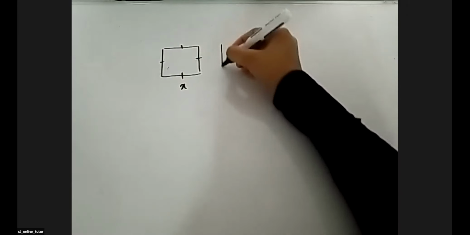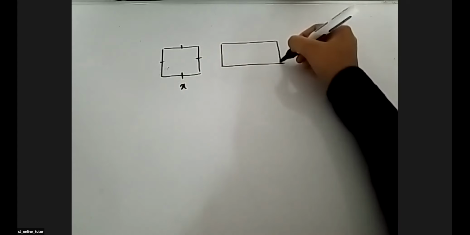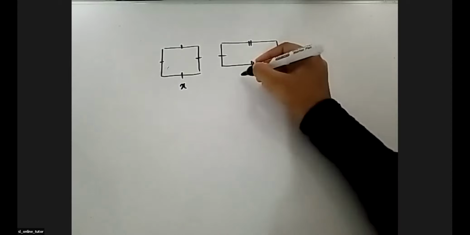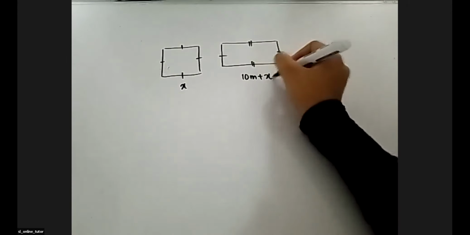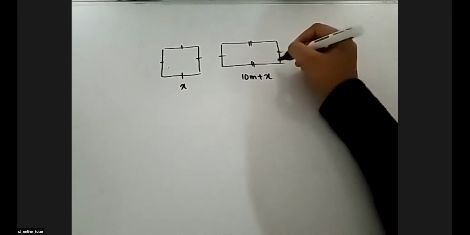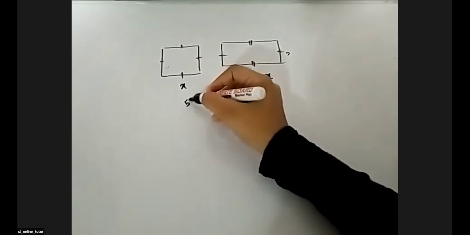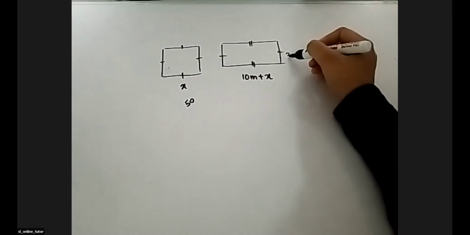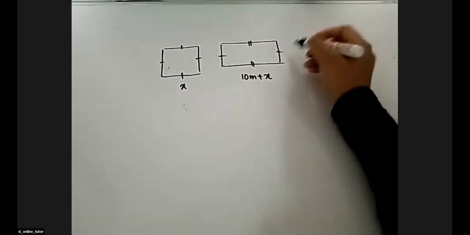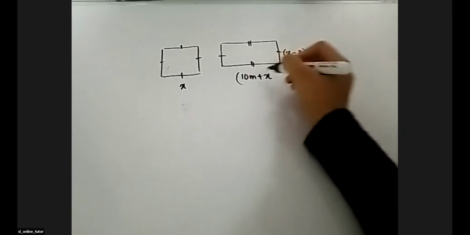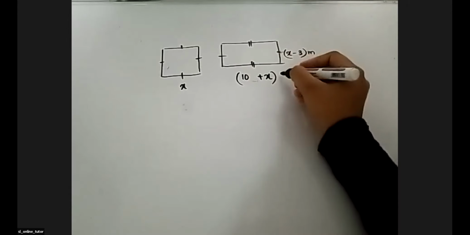there is a square. Square means all the sides are equal. So one side is x meters. And there is a rectangle. In a rectangle, the opposite sides are equal. They have said the length of the rectangle is 10 meters more than the square, and the breadth of the rectangle is 3 meters less than the first land. So if the first land is 50, 3 meters less than the first is 50 minus 3. So here we should write x minus 3 meters. This is the breadth. This is the length.